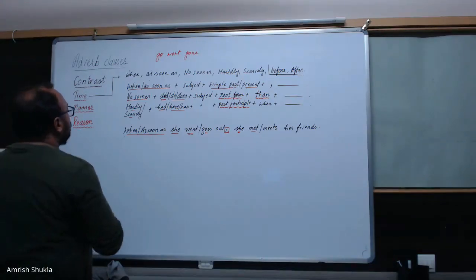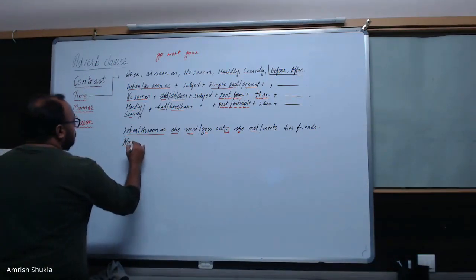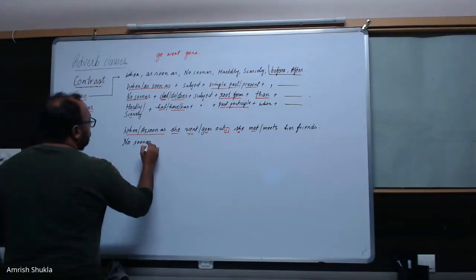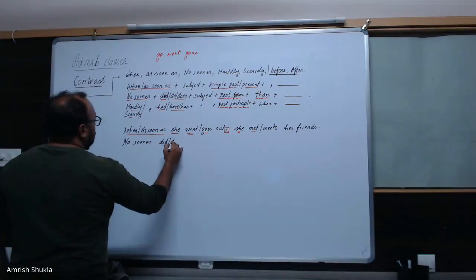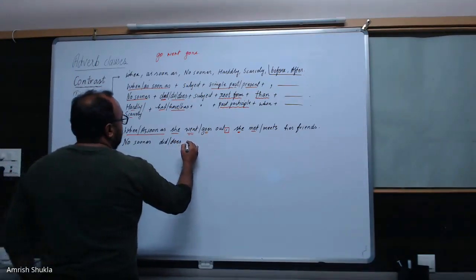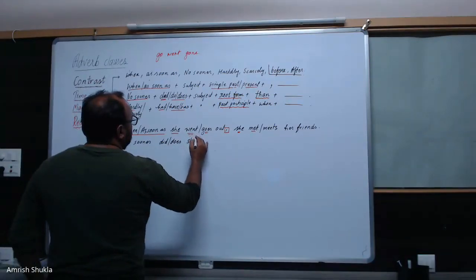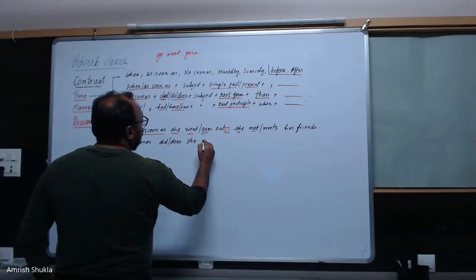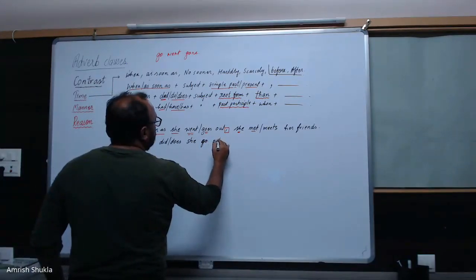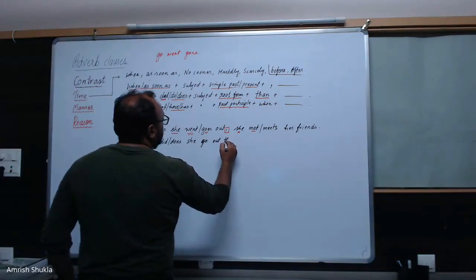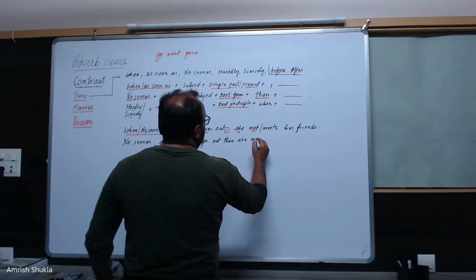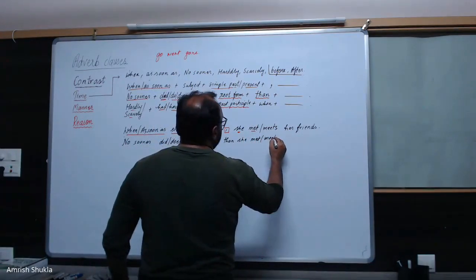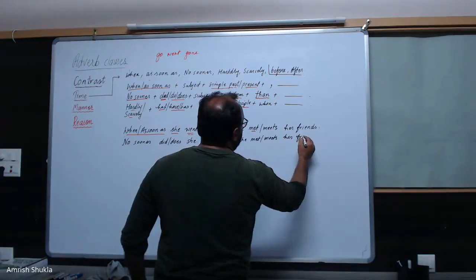Now, if we use no sooner in the same sentence, then no sooner has to be followed by did if it is past tense. As here the subject is she, so we'll write does. Then she, here always we have to write the root form, so go out. Instead of comma we have to write then she met or meets her friends.